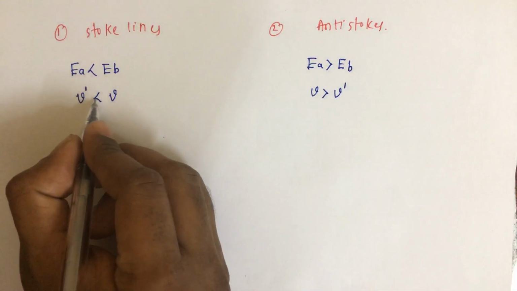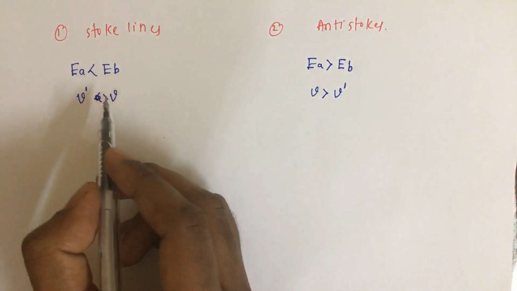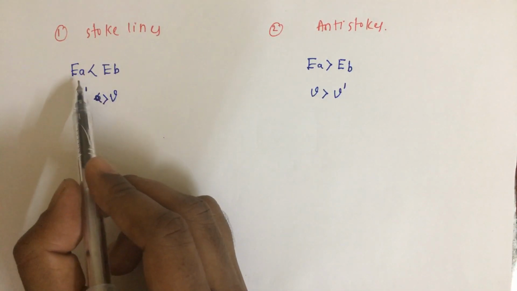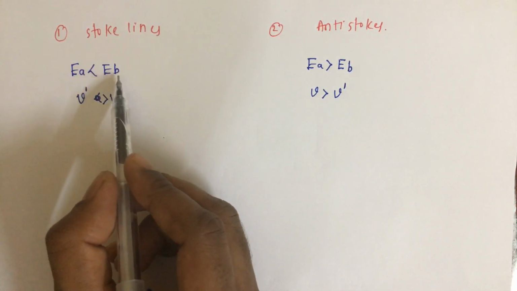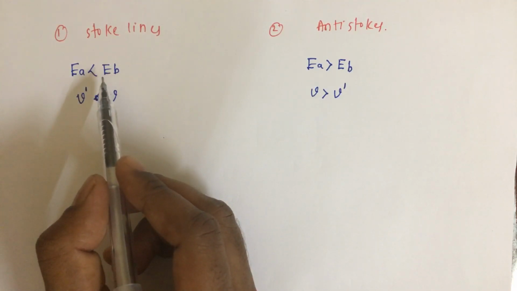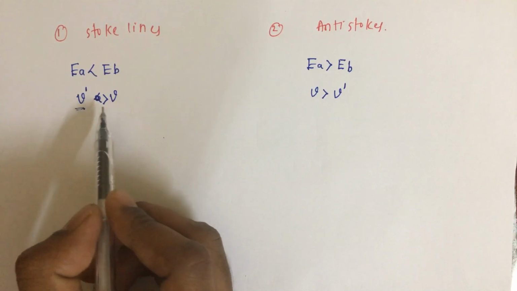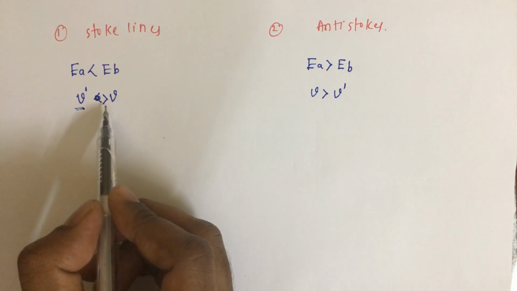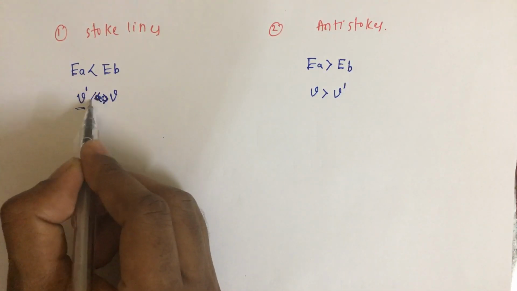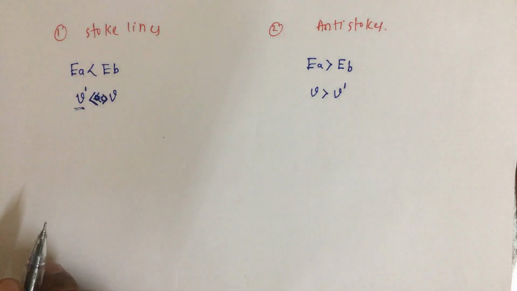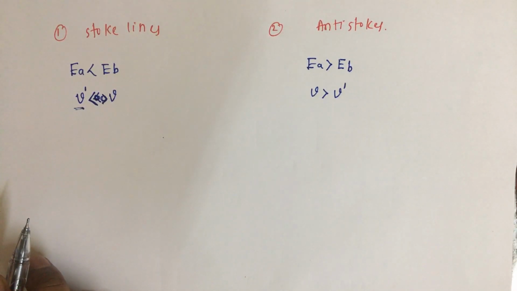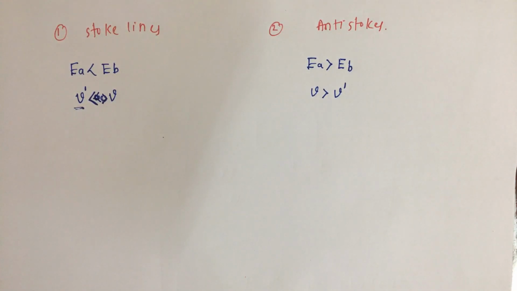Sorry, I think this is opposite. So if EA is less than EB, then the frequency of scattered radiation nu b is less than, it's correct, I think it's correct. So this is the actual relationship we have.